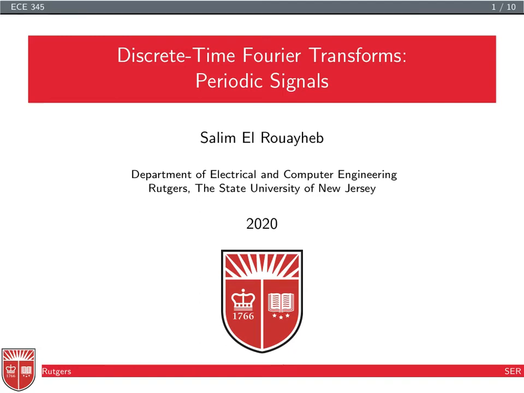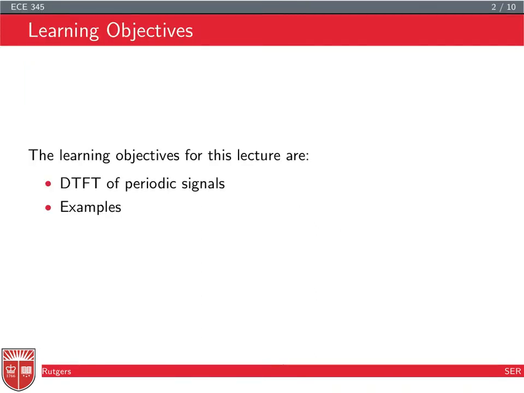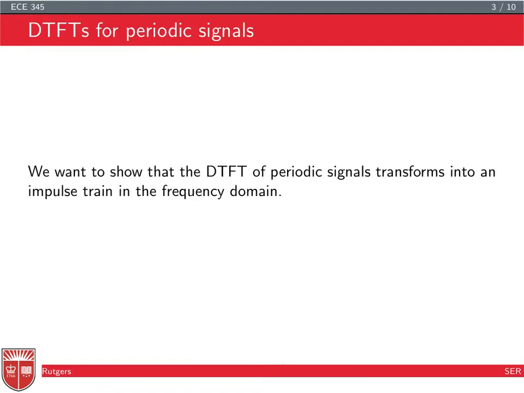In today's lecture, I want to talk about the DTFT of periodic signals. The learning objective of this lecture is to describe and characterize the DTFT of periodic signals and to do a couple of examples. The main takeaway message of today's lecture is that the DTFT of periodic signals can be defined, and it looks like an impulse train in the frequency domain. So it looks something like this.